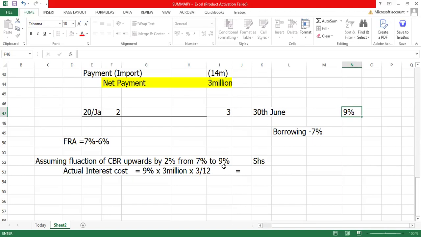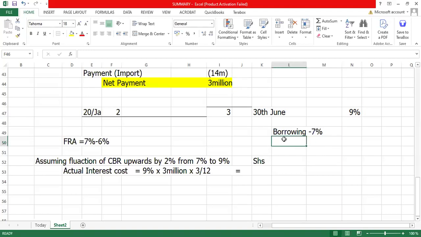So if you're paying 9%, who is benefiting? If you pay at 9% instead of 7%, who is benefiting? Yes, the bank. The bank is benefiting, so the banker must compensate. That's what we said: the one who benefits must compensate. If you are confused, just understand, are you dealing with borrowing or investment? That will sort out your confusion.